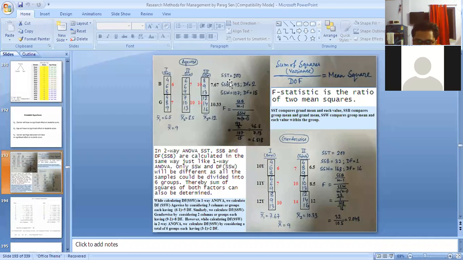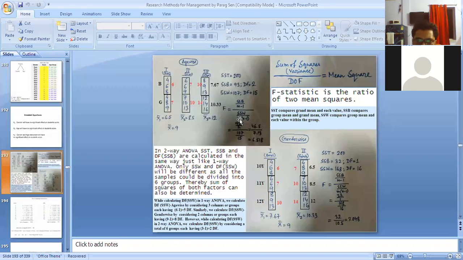And for the total sum of square, the total degrees of freedom will be 17. Why 17? Because you have a total of 6 plus 6 plus 6, 18 elements. So 18 minus 1 is equal to 17. So when you consider the total matrix, your degrees of freedom will be 17.